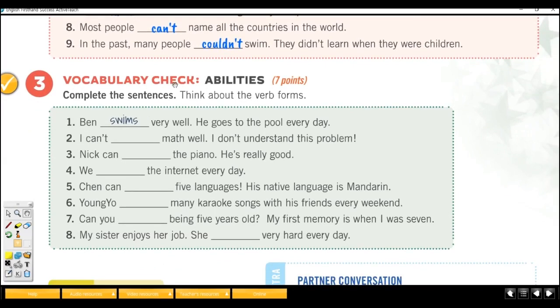It says vocabulary check, abilities. Check the sentences. Think about the verb forms. Okay. Do you need to add an S? Is there no S? Okay. 현재형에서 can 없으면 S 붙여야 돼요. If you're in present tense and there is no can or could, you have to add an S. So write that over here.